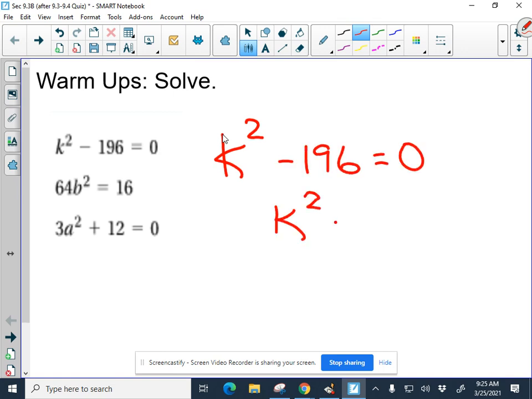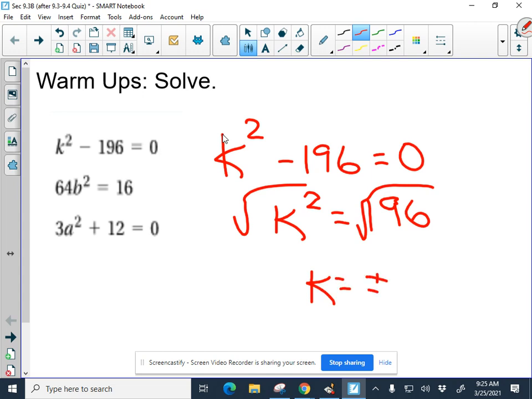I'm going to add 196 to each side. Then I'm going to take the square root. Whenever you take a square root, it becomes the positive or the negative value. Square root of 196 is 14. So the answer to this one is that it could be positive 14, it could be negative 14.